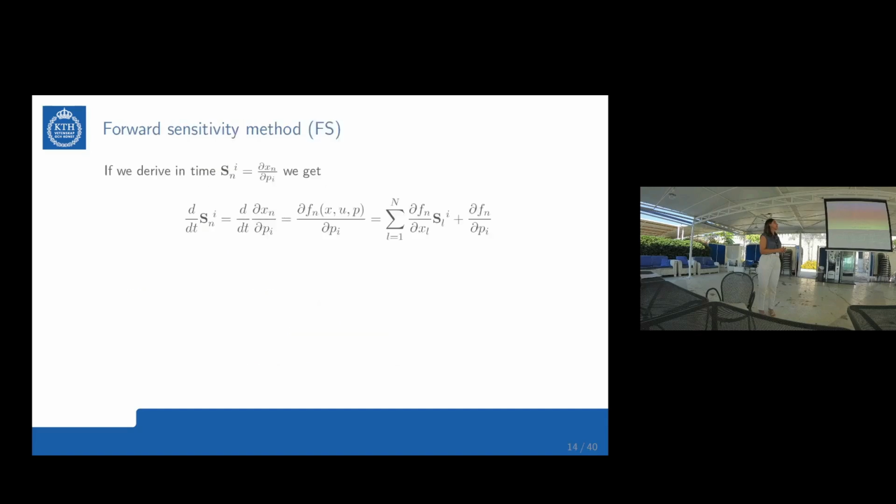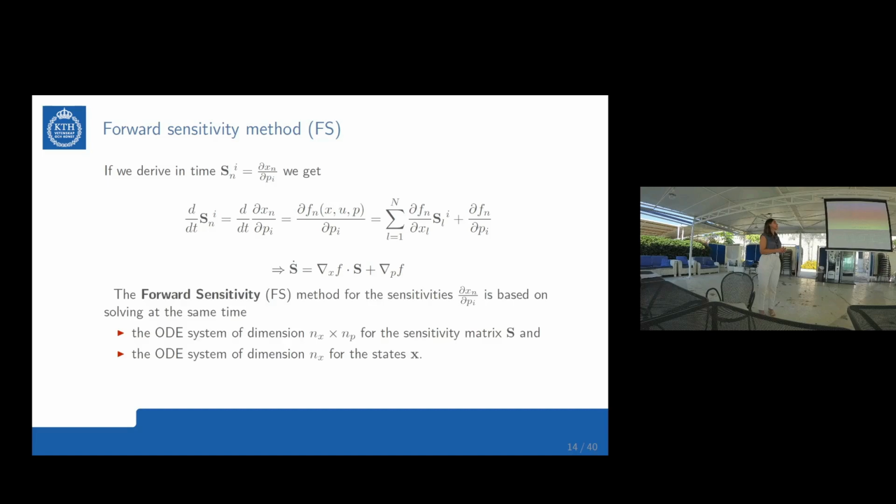And actually there is a very used method. This is the most used method for this purpose. That is forward sensitivity, and it is based on this observation. If we derive in time the definition of the sensitivity matrix, we get to this ODE for the sensitivity matrix. And the forward sensitivity method is based on solving at the same time the ODE in S and the ODE in x altogether. So the whole problem has dimension nx times np plus nx. That is pretty large considering this product nx times np.